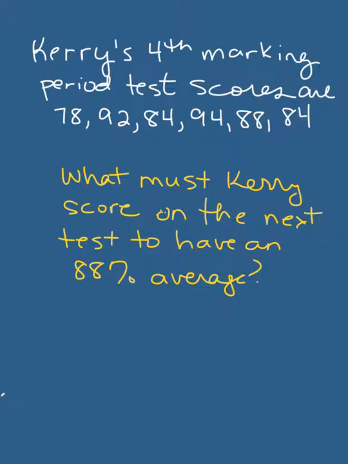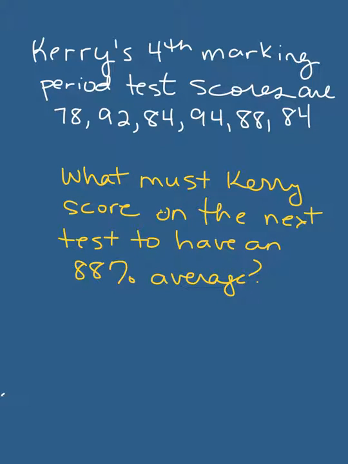Now let's look at another question that can go along with this set of data. It says, what must Carrie score on the next test to have an average of 88%? This is something students do a lot. I want an A for the marking period, or I want a B. What do I need on my last test score before the marking period closes?